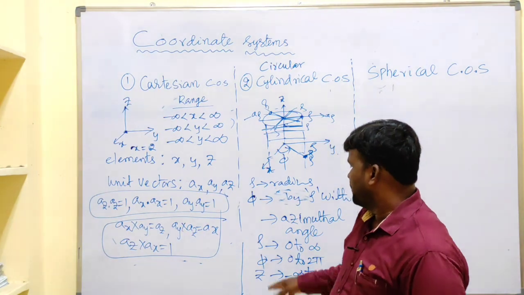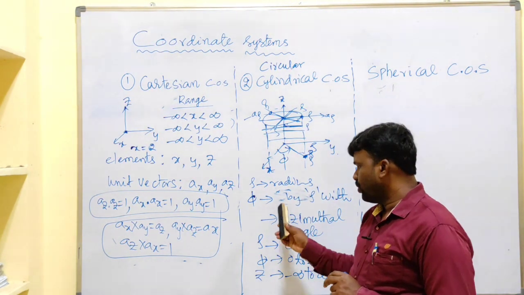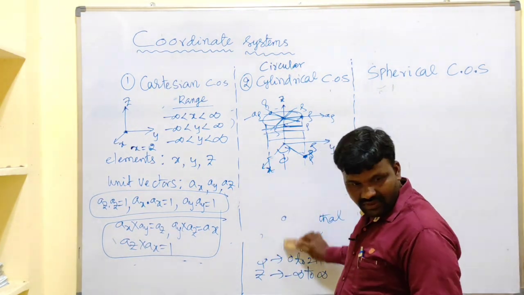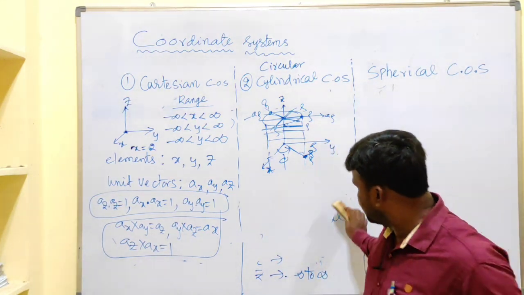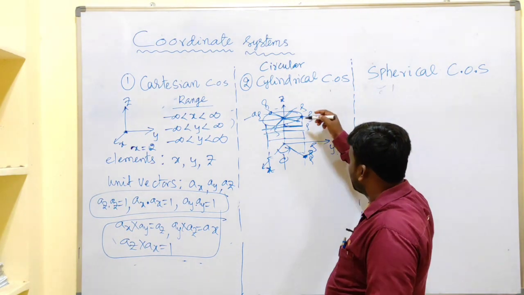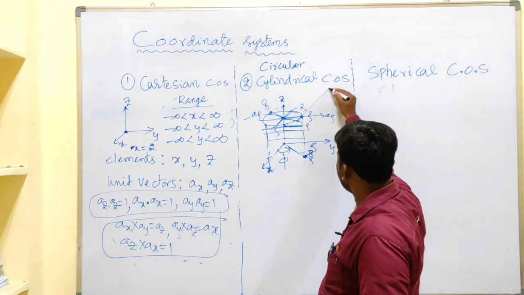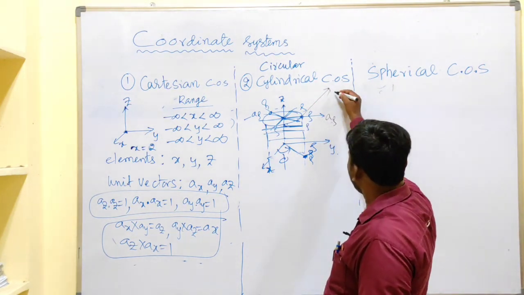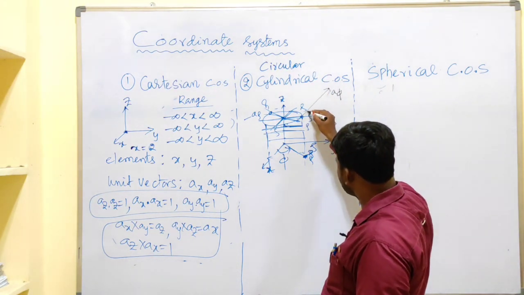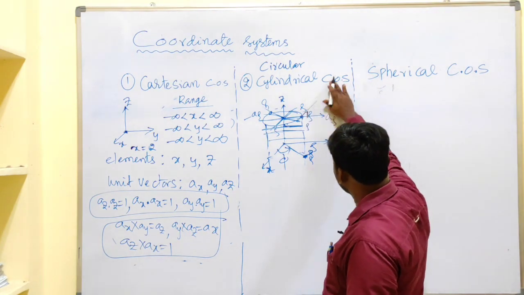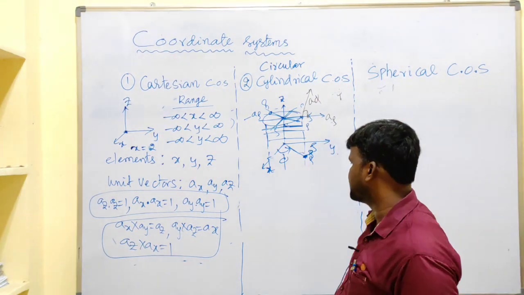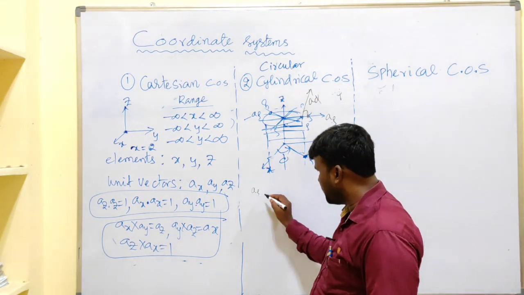What I said: in the cylindrical coordinate system, rho, phi, z are perpendicular to each other. Now tell me, how can I represent this? The direction of phi is like this. If it is this direction, it is the rho direction, a rho, and this one is a phi. And what about this one? That is a z. The angle between a rho and a phi is 90 degrees.